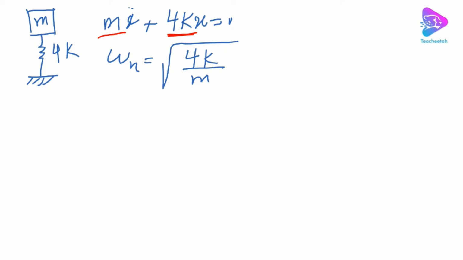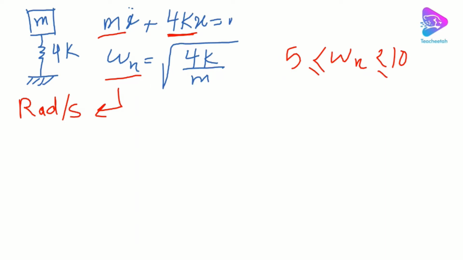So the problem says that we need to have omega n between 5 and 10 radian per second. And remember, the unit for omega n must always be radian per second to satisfy the units and dimensions. The mass must be in kilogram, and in case we are using K, it has to be Newton per meter, right? So remember this because we are going to use that in the future. Okay, so by all these considerations and calculations, we can simply find K.